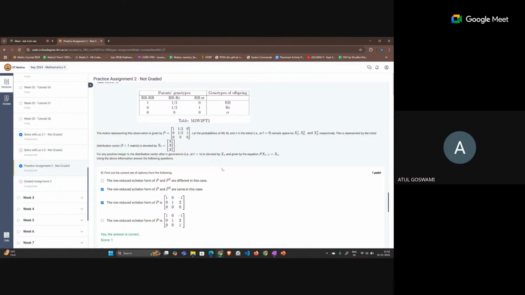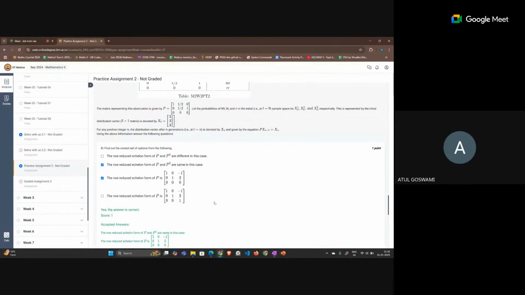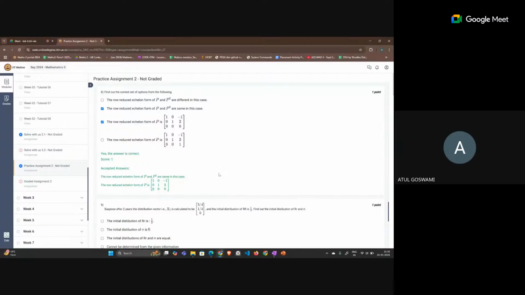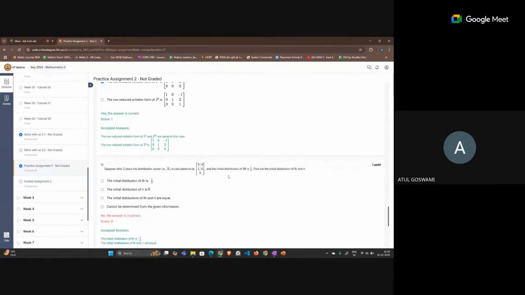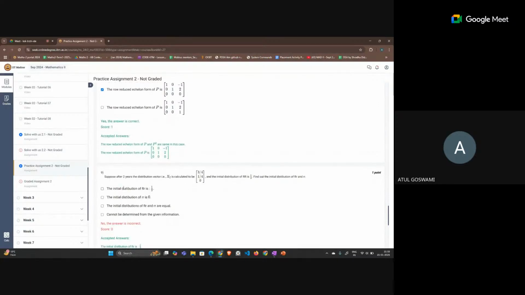So now this is the question. The first option is just asking about row echelon form. It is clear. If anyone has any doubt, he can ask. In the second option, suppose 2 years of the distribution vector, that is x2, is calculated to be this. So x2 is given here, and the initial distribution of R is 1 by 3. What is the meaning of initial distribution of R is 1 by 3?